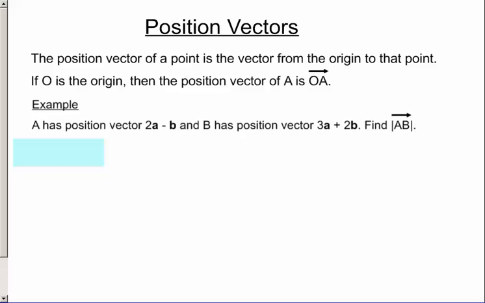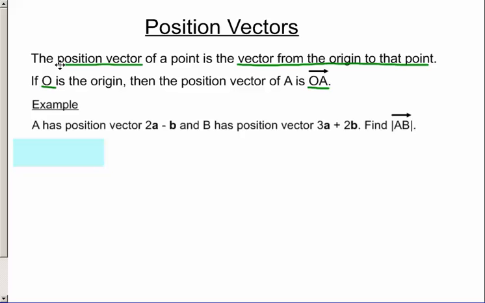In this video, we're going to look at position vectors. Now, a position vector is the vector from the origin to that point. Specifically, if O is the origin, then the position vector is O to A. So for a position vector, we're not given a starting point necessarily, we just have to assume that it is the origin of our situation. So let's look at a couple of examples of how we could use it.